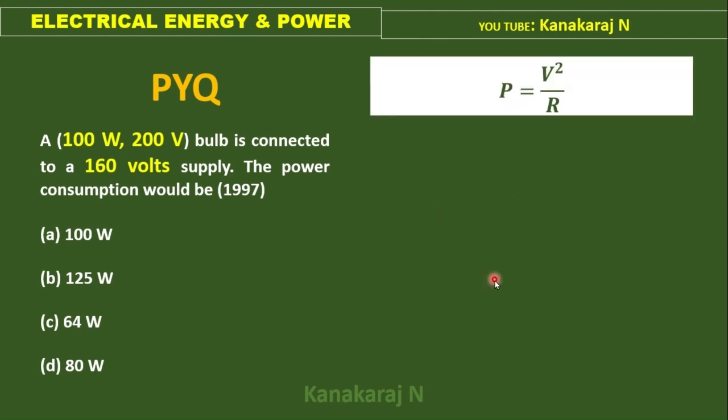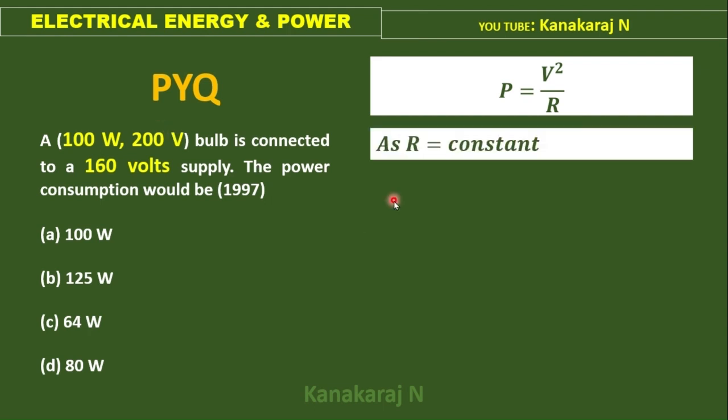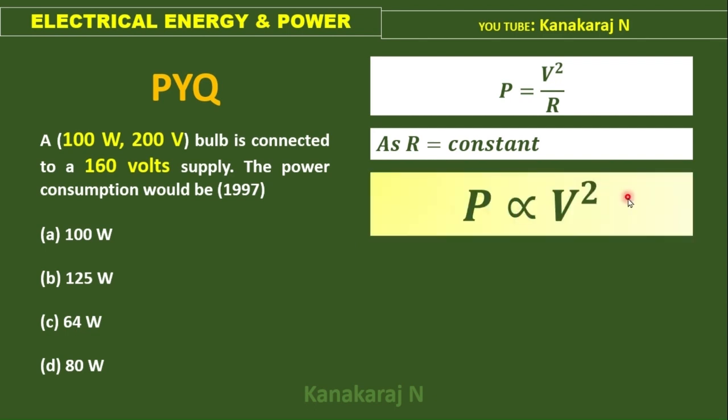Now let us solve the problem. P equals V square upon R. So substituting P as 100 watt and V as 200 volt, we can find R. But in two cases, the resistance is same. So we go in a different way. As R is constant, P is proportional to V square.